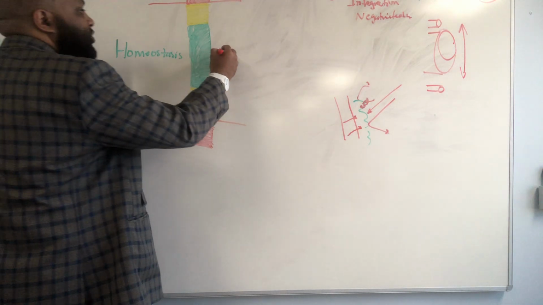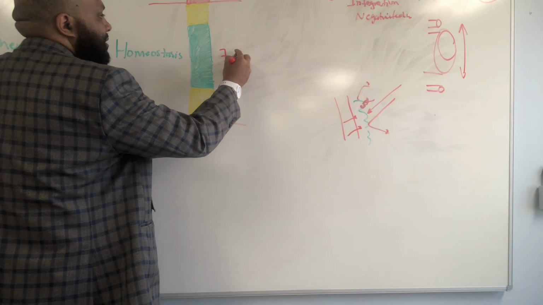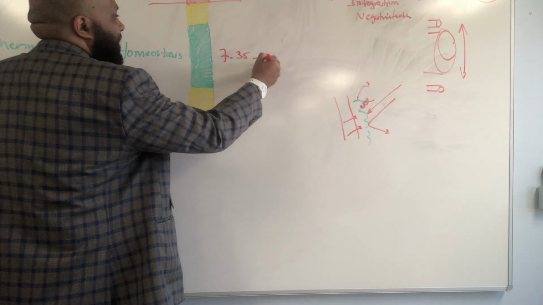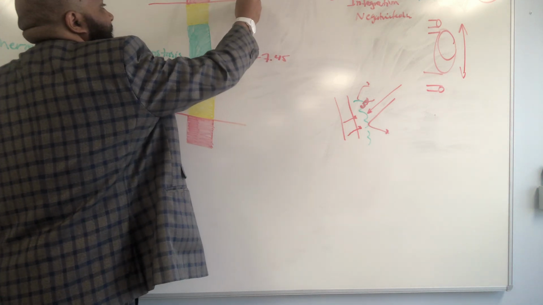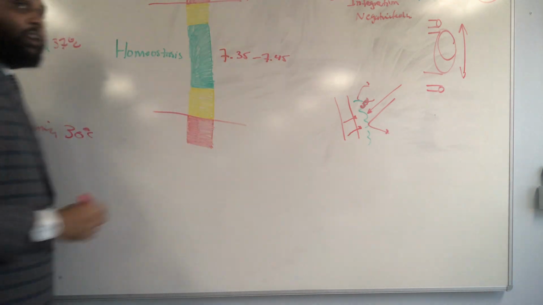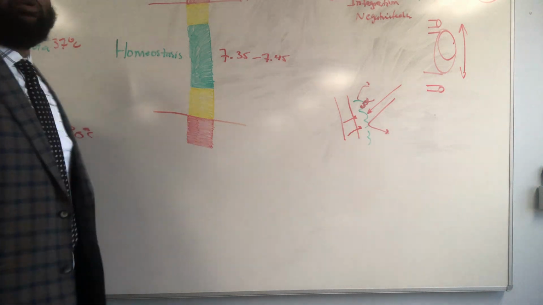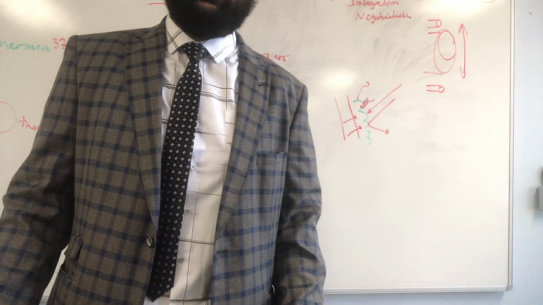Our pH is supposed to be between 7.35 to 7.45. More than 7.45, that is alkalosis, very dangerous. Below 7.35, that is acidosis, very dangerous.